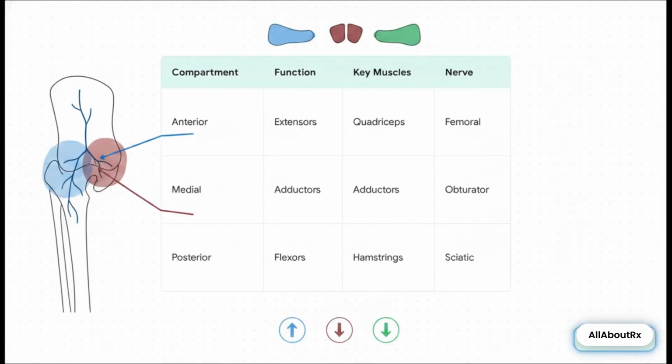Now, what's really interesting about this breakdown is how beautifully logical the thigh is when you organize it into 3 mechanical compartments. The anterior compartment holds your extensors, like the quads, and they're all powered by the femoral nerve. The medial compartment has your adductors, supplied by the obturator nerve. And the posterior compartment houses your flexors, the hamstrings, driven by that massive sciatic nerve we just talked about. It's honestly a perfectly organized engineering schematic.